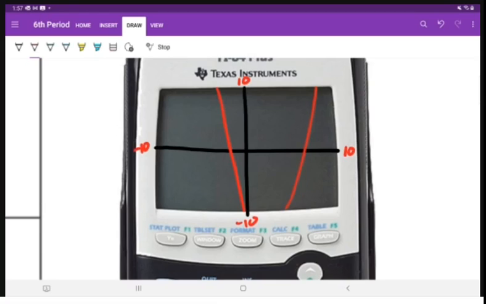Does everybody's picture look like the picture I drew up on the board? Yeah. Okay, so look at this picture. Can you see the roots? Yeah. So use your eyes, count the values, and let's find our roots.